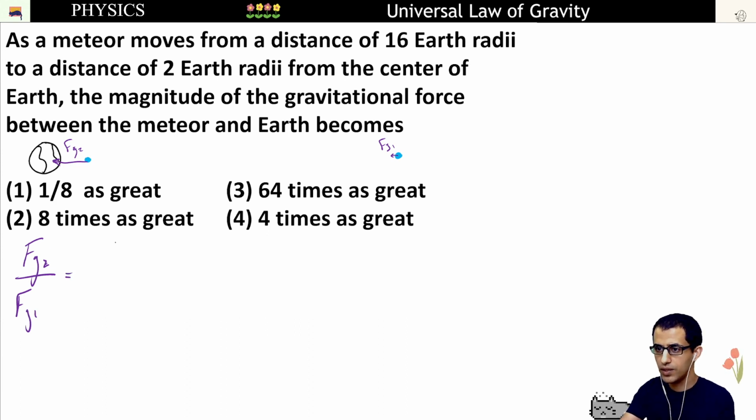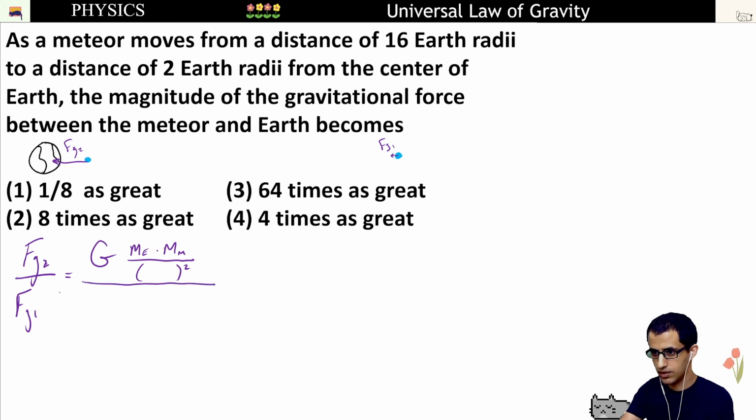Fg2, the force of gravity at this location, is going to be equal to G, mass of the Earth times mass of the meteor, divided by the distance squared. So this is the important part, the distance squared. Let me also set up here for Fg1, the force of gravity between the Earth and the meteor when it's 16 Earth radii away. It's going to look very similar. It's going to be the constant, mass of the Earth, mass of the meteor, divided by that distance squared. So the distance here was 2 Earth radii, and the distance for Fg1 is 16 Earth radii.